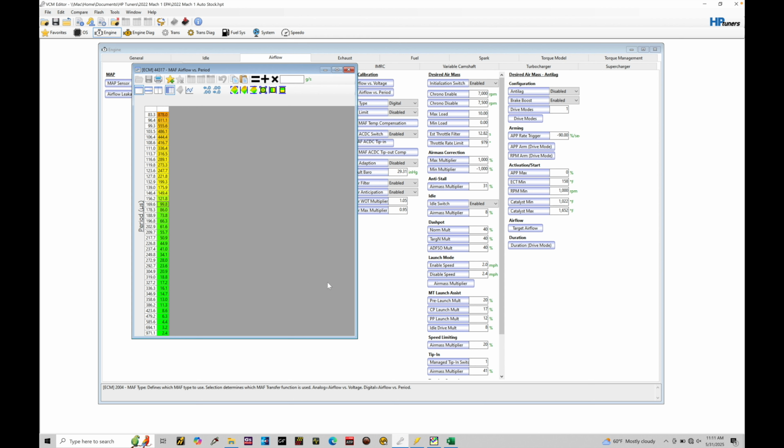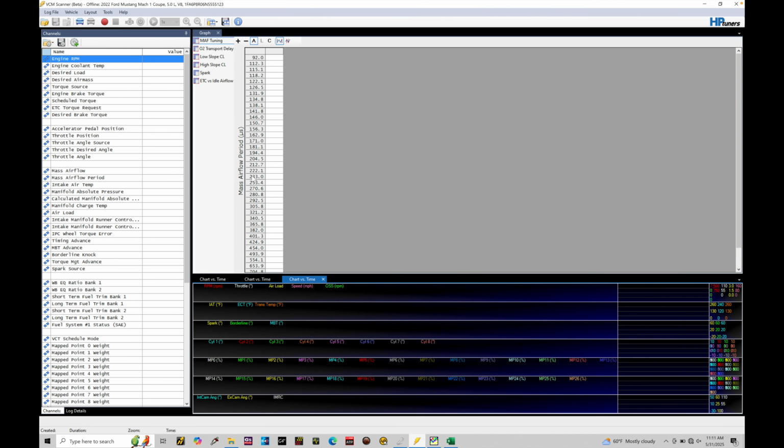So if we jump in, let's move over to our scanner here real quick. We're going to find that I have this table overlay built already right here. But more importantly, we have this channel here called mass airflow period. This is registering what the mass airflow sensor is outputting in that microsecond period value. And then it's doing that lookup, as I mentioned, back in here to the table.